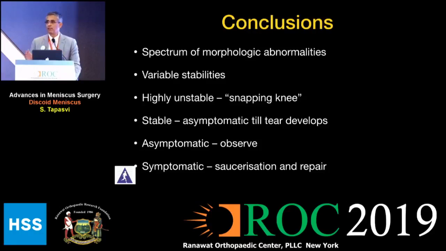So to conclude, the discoid meniscus presents itself in a wide spectrum of morphologic abnormalities. It's important to pick up the stable from the unstable tear. Snapping knees are going to be unstable tears. If they're asymptomatic, you may observe them, but if they're symptomatic, you have to saucerize, balance, and repair.